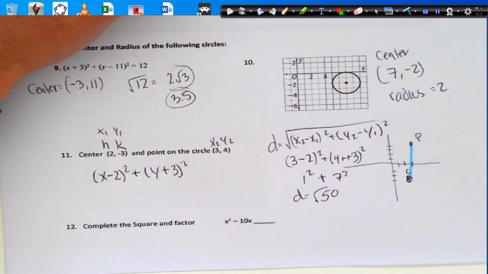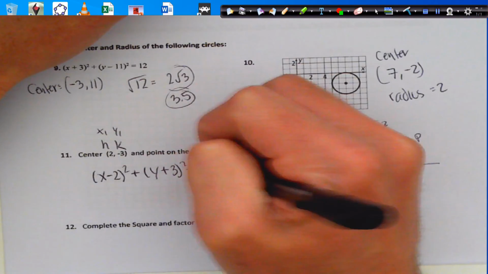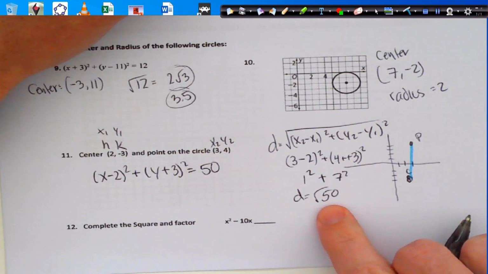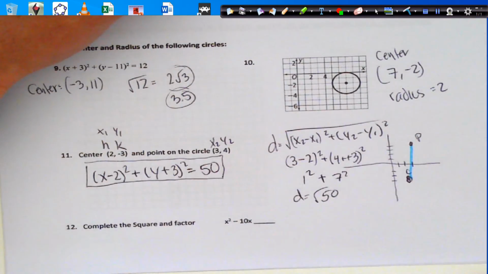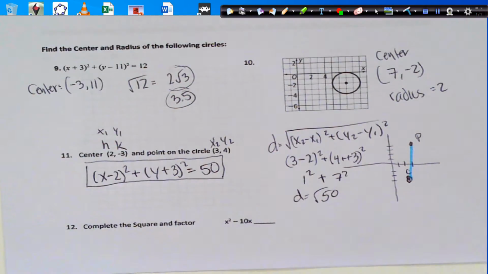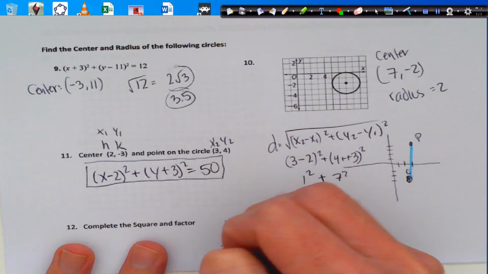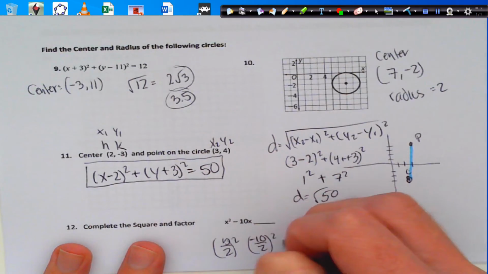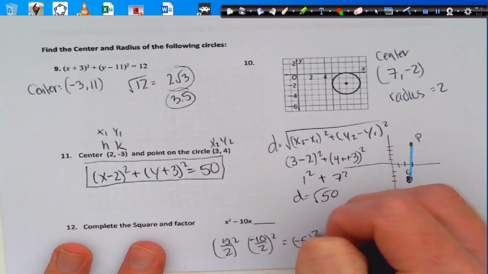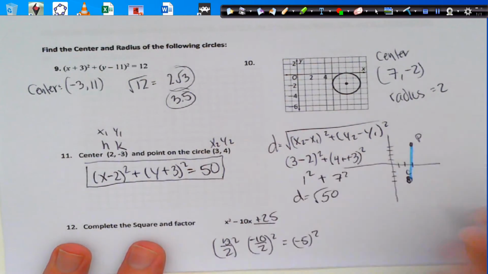But in the formula, remember, it's r², so this is actually just going to be 50, because when you square a square root, you get just that number. There you go. Alright, complete the square on this, so it's just (b/2)². So it's going to be (-10/2)², which is going to be (-5)², which is positive 25. Alright, 1 down. 2 to go.